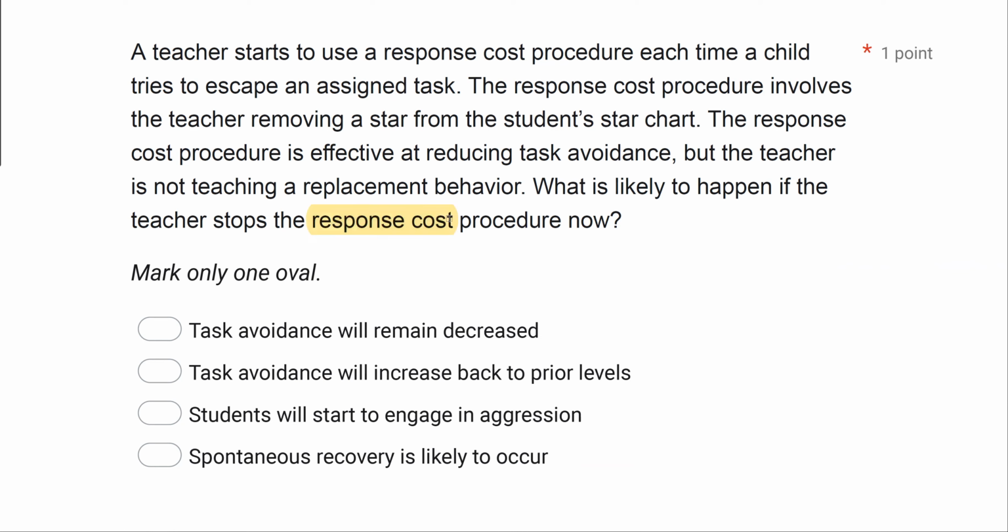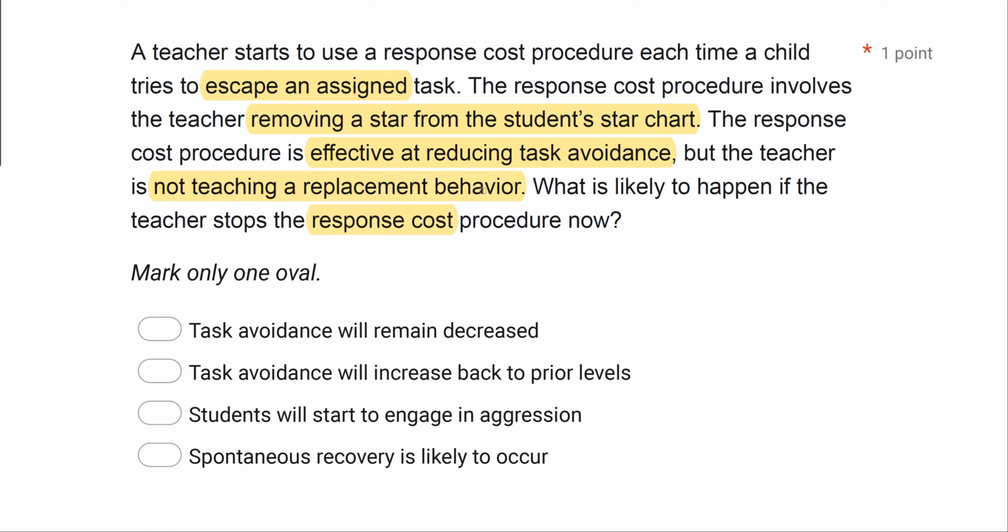Response cost is a negative punishment procedure where you remove an earned reinforcer contingent on behavior. In this case, each time the child escapes, what is the teacher doing? Well, the teacher removes a star from the star chart. That is the response cost, so it's punishment. And the response cost is good. It's effective. It's reducing task avoidance. But the teacher is not teaching a replacement behavior. Why is that an issue?